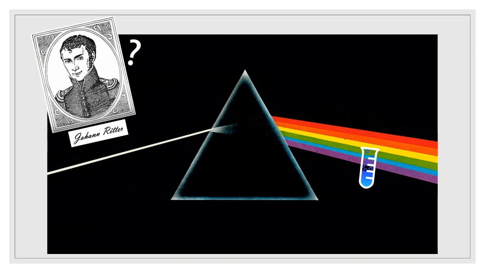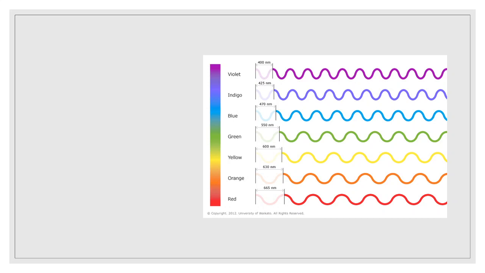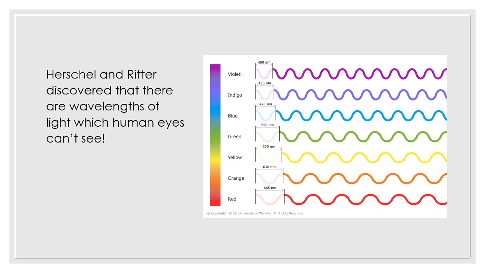What these two guys worked out by talking to each other and working out with some other scientists was that they had made an amazing discovery. Their discovery was that there are wavelengths of light which human eyes can't see. If we look at our diagram over here, you notice that the wavelengths, as we go from red to violet, go down from 665 nanometers, 630, all the way down to 400 nanometers. Well, 400 isn't zero. There's no reason why you couldn't, in theory, have light with an even more narrow wavelength.